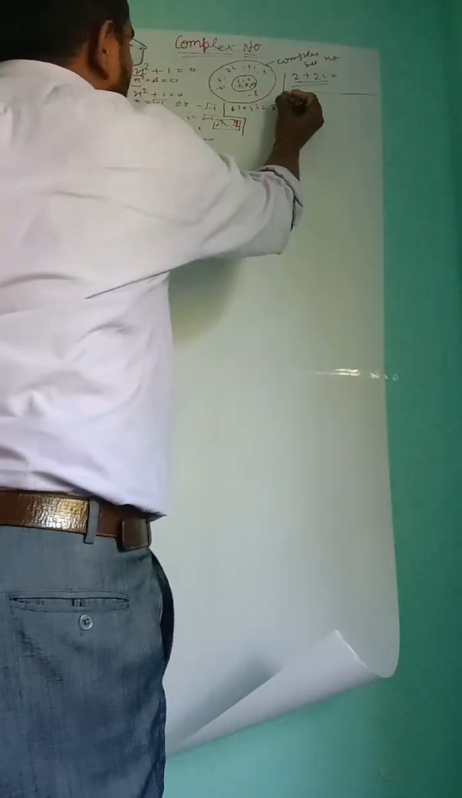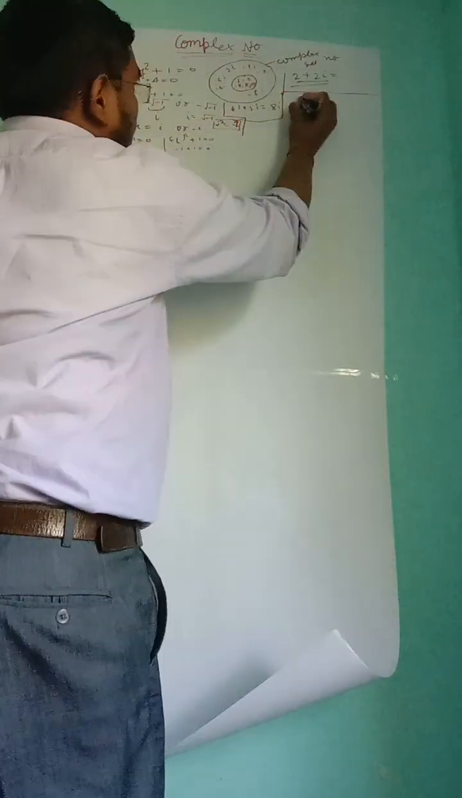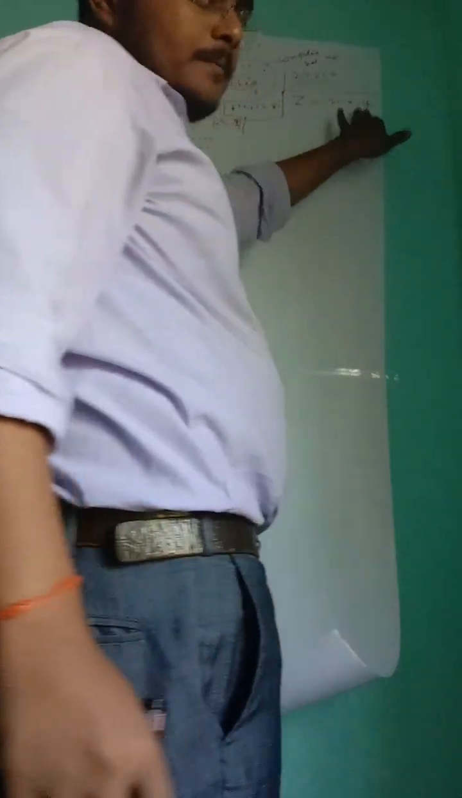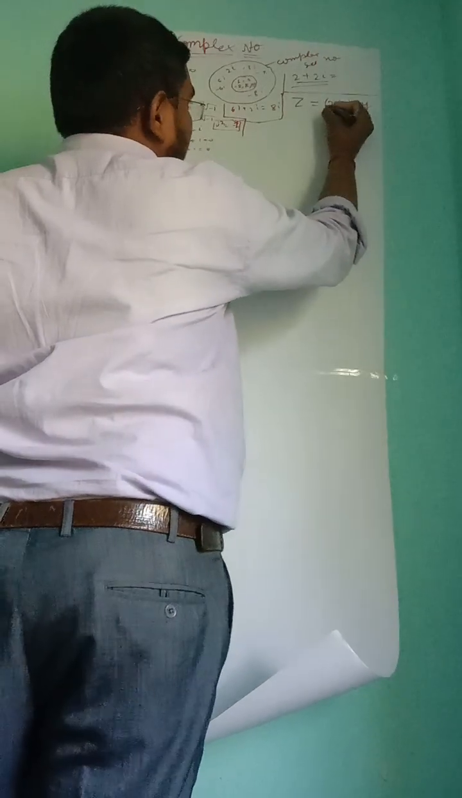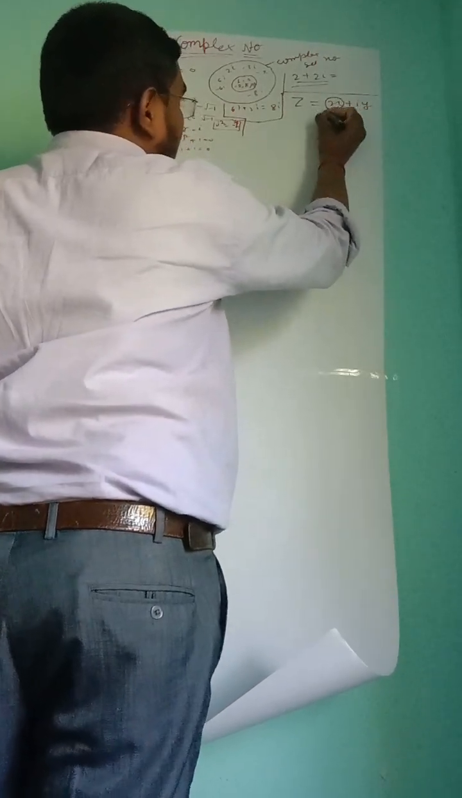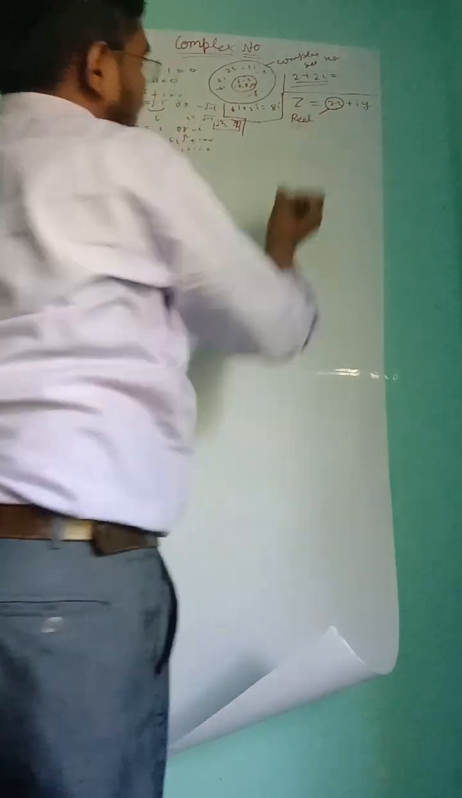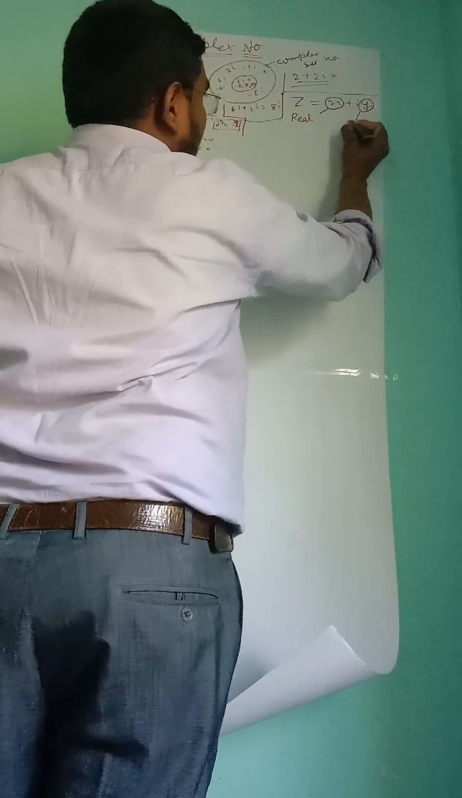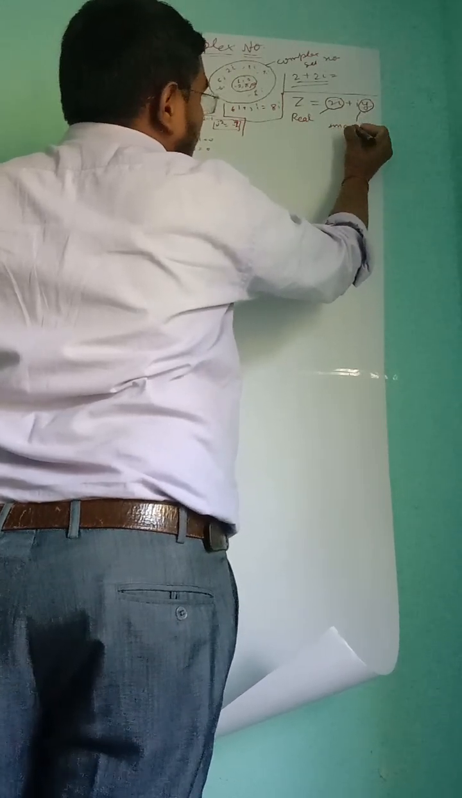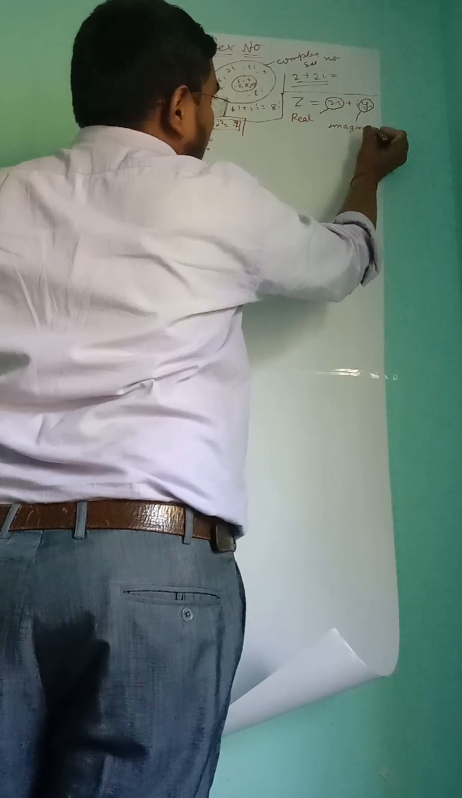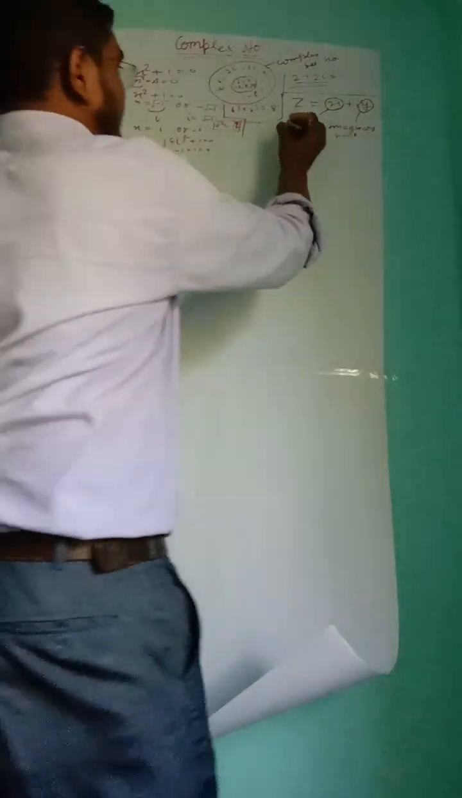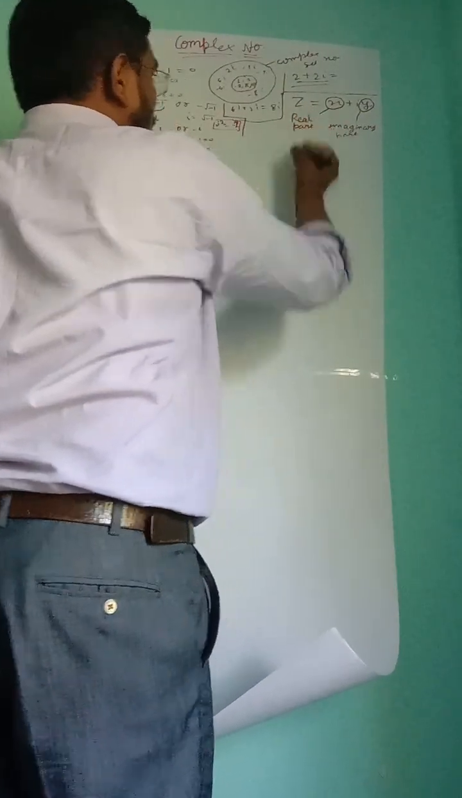Now let my complex number be arbitrary, x plus iota y. Any number in this form, x is called the real part, and y is called the imaginary part, only y, not iota. Y is called the imaginary part here, and x is called the real part.